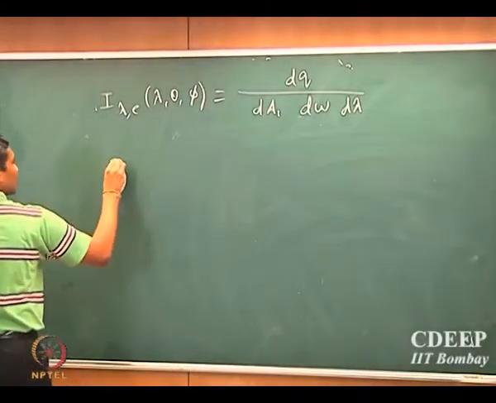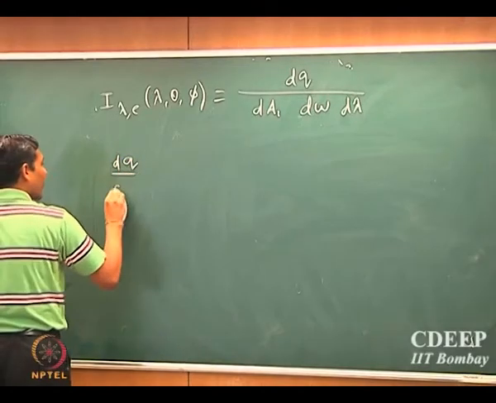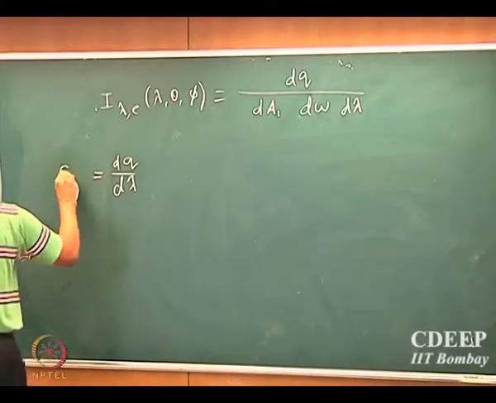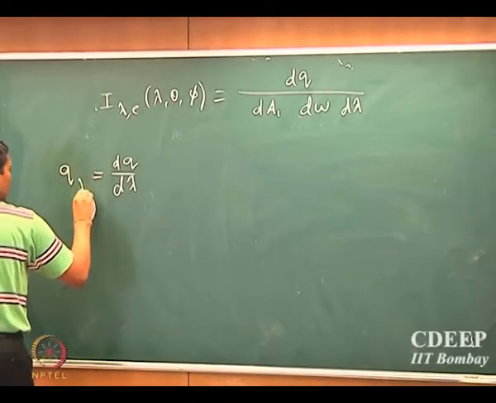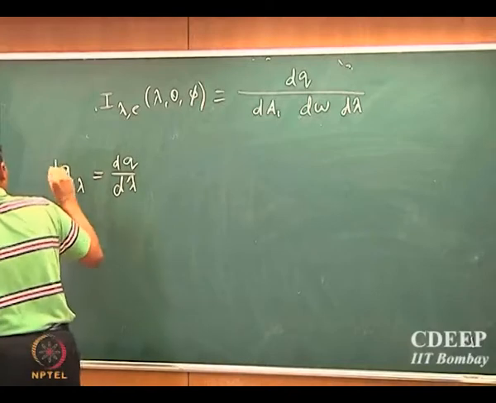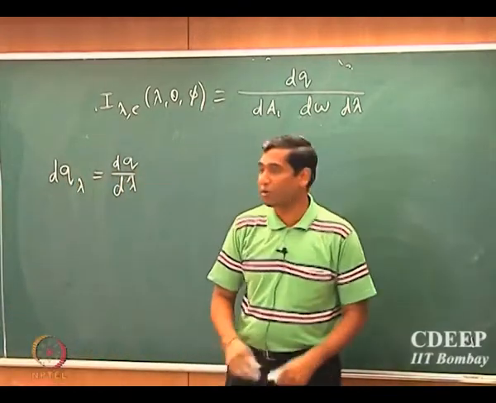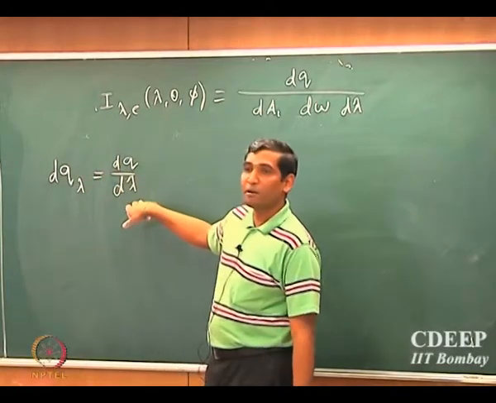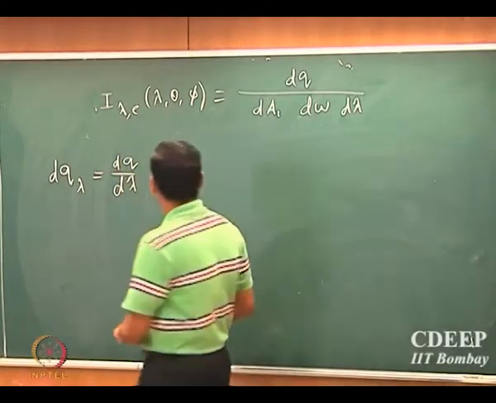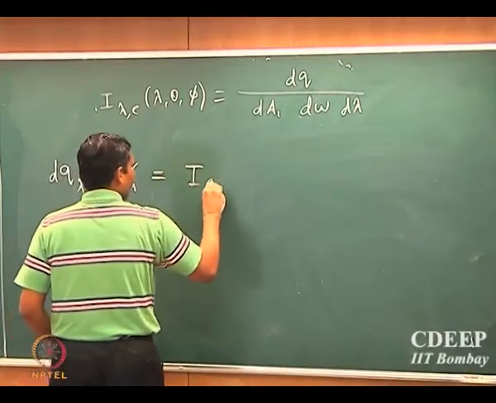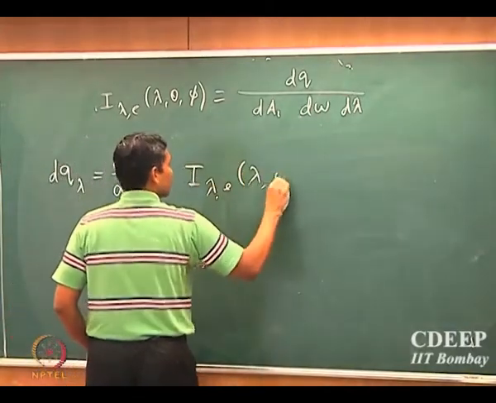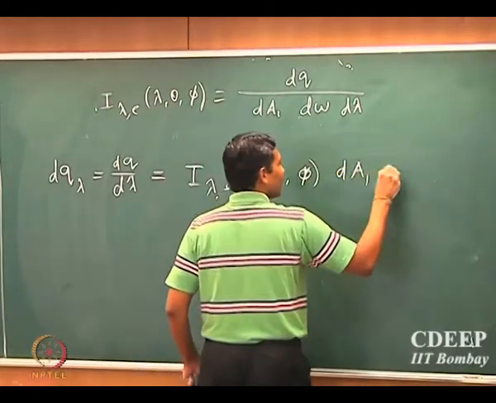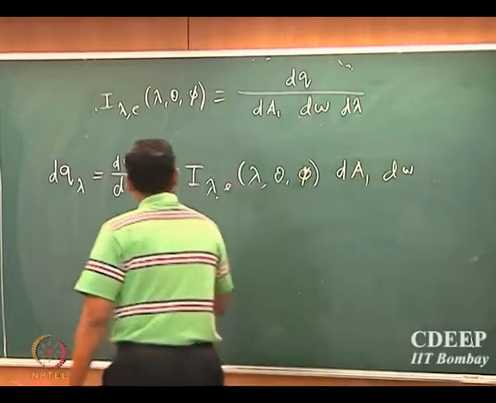So now dq by d lambda. Generally the terminology that is used in your textbook is dq_lambda, which is basically the heat transfer rate per unit wavelength, and that's given by I_lambda,e(lambda, theta, phi) multiplied by dA1 into d omega. Okay. What is dA1?